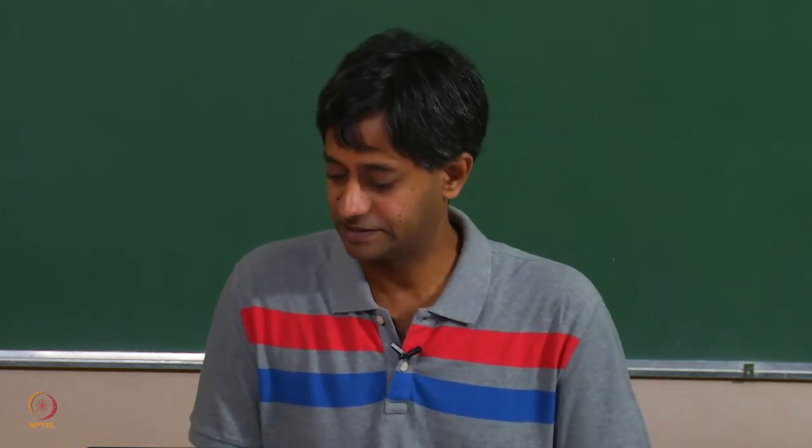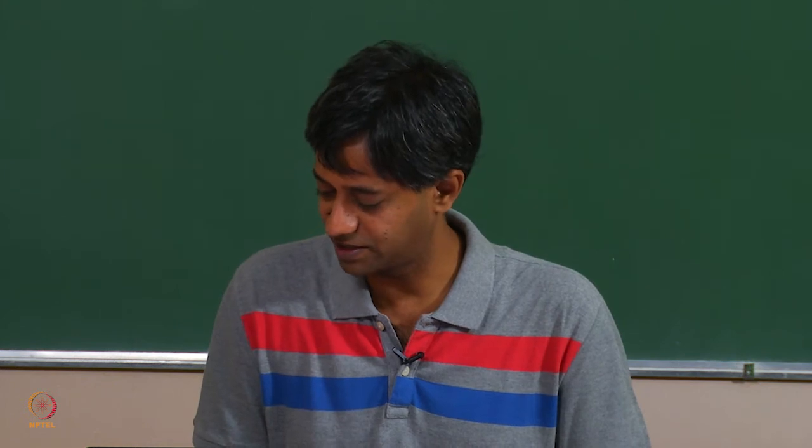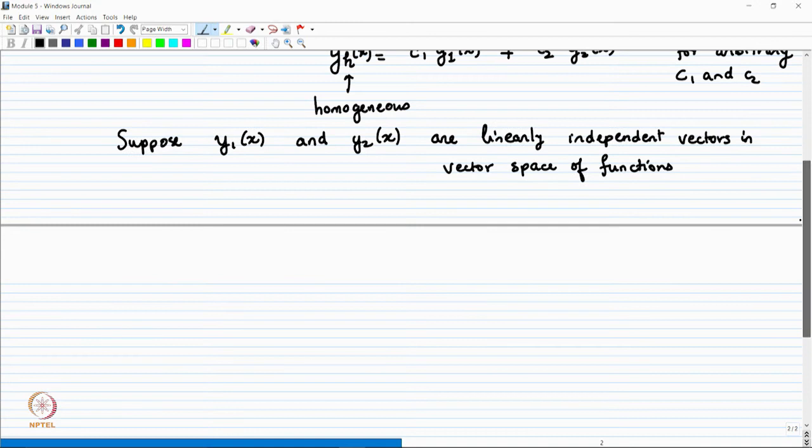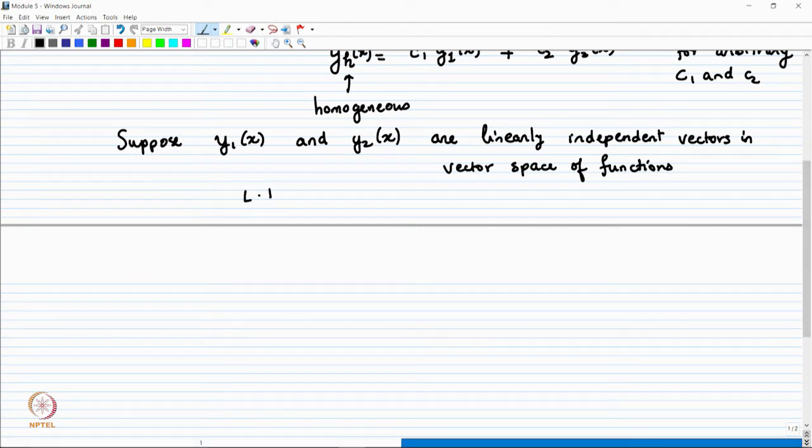Now, in that vector space of all functions, y1 of x and y2 of x are linearly independent. What does it mean to have linearly independent functions? Linear independence implies y1 of x is not proportional to y2 of x. That means I cannot write y1 of x as y2 of x times some constant.